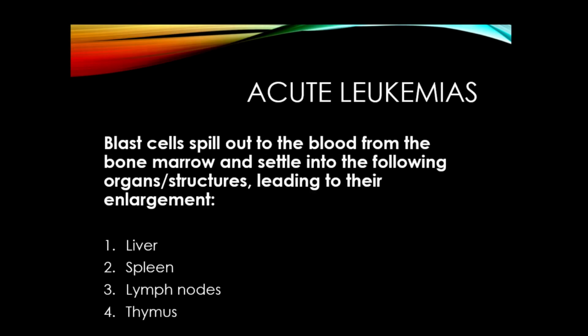Then what happens? These blast cells will spill out to the blood from the bone marrow, and they will settle in the following organs and structures, leading to their enlargement, leading to hepatomegaly, splenomegaly, lymph node enlargement, and thymic enlargement. We will talk about these features when we come to the symptoms and signs.